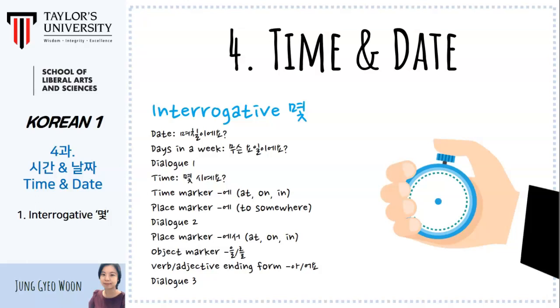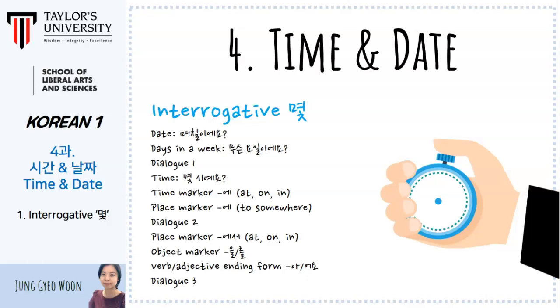안녕하세요, 여러분. Now we are going to start chapter 4. The title of chapter 4 is Time and Date. Time in Korean, 시간. And date, 날짜. 시간하고 날짜예요. In this first video, we are going to talk about interrogative 몇.